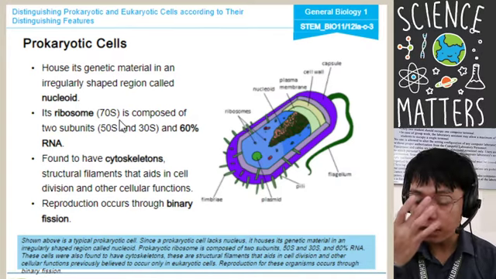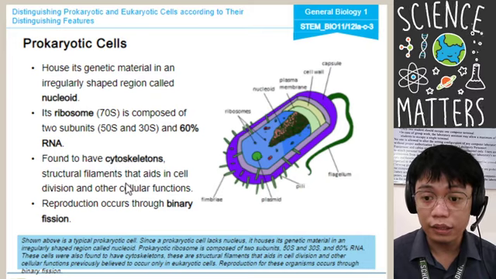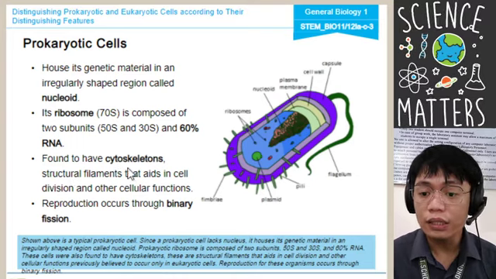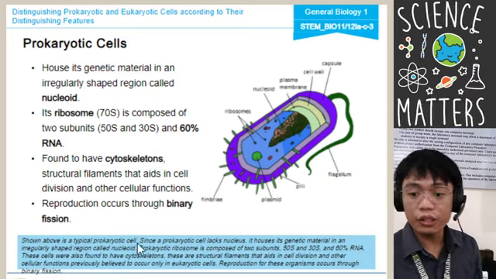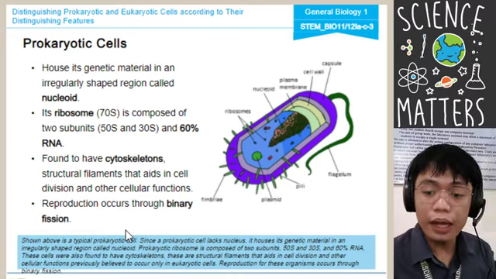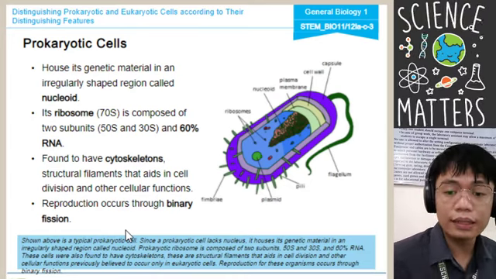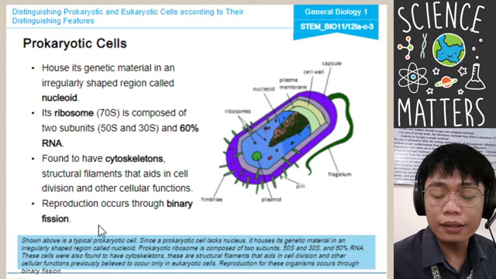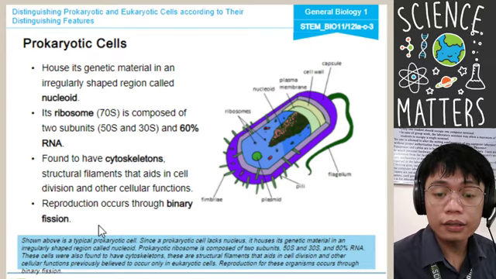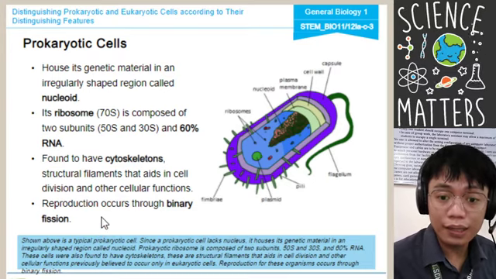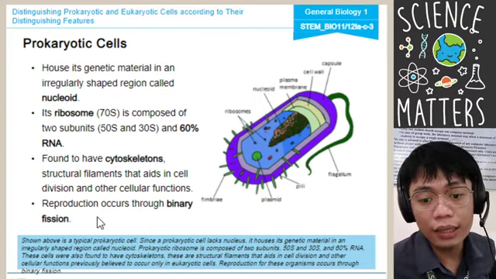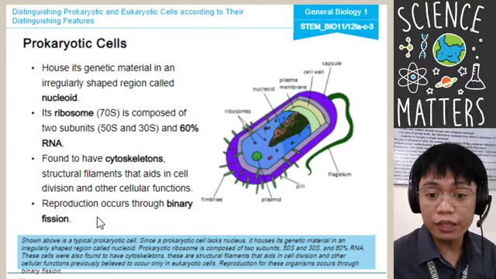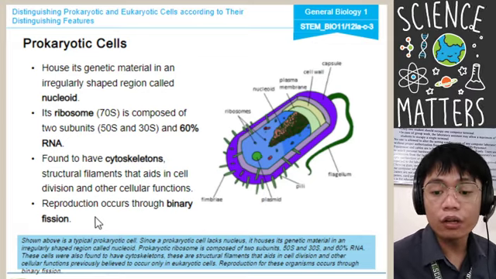So, in prokaryotic cells, they have found that they have cytoskeletons, but other microorganisms or other prokaryotic cells don't have, okay? When we say cytoskeleton, it is a structural filament that aids in cell division and other cellular functions. Take note that the prokaryotic cell undergoes binary fission. When we say binary fission, they copy their own. They reproduce through binary fission, and the copy is similar to the parent cell. Unlike in human cell division or in meiosis, where there are variations, okay? There are variations in the chromosome, okay?